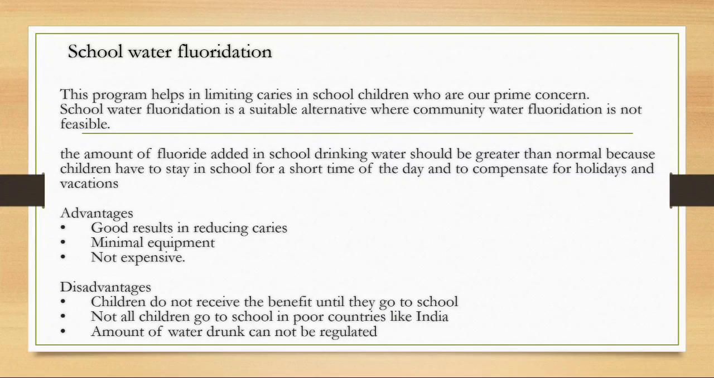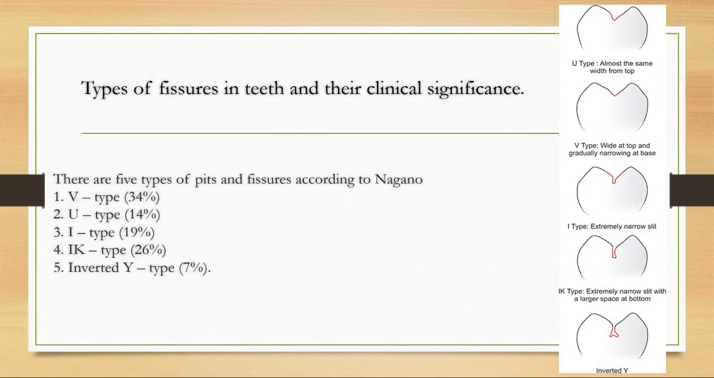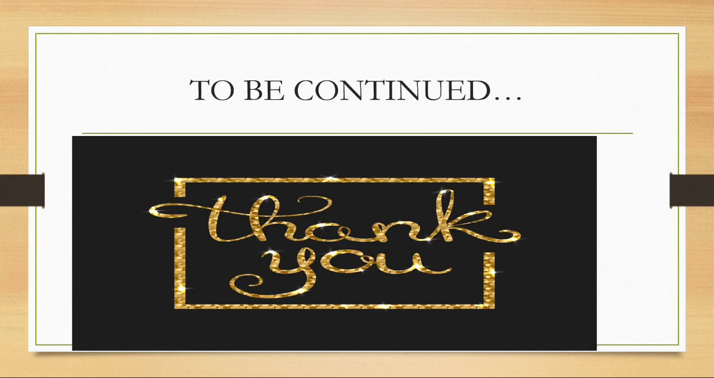Okay. So cool water fluoridation we already discussed in detail, why we are applying 4 to 5 ppm instead of 1 ppm, and what are the results. So type of fissures, we know what are the types of fissures: V, U, I, IK, inverted Y, all are important, and patent fissure sealants. So that was part 4. We were finishing it so fast because you guys already studied it in part 1, and you are going to study it in your other subjects.